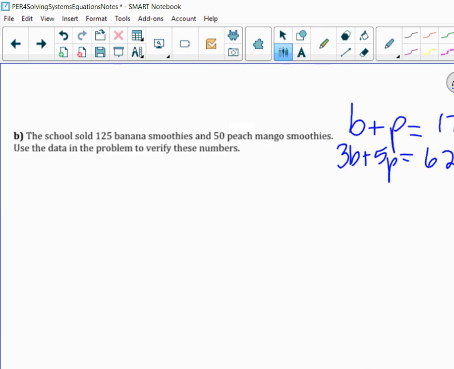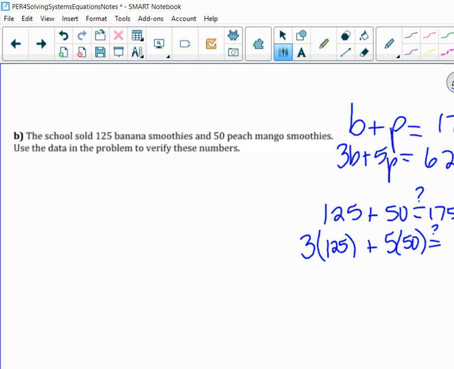So 125 plus 50, does that equal 175? Notice I put a question mark on here because I'm supposed to be verifying it. And then the check mark. And then, of course, students ask me, do I have to put check marks and all this stuff? Well, no, but this shows that you're actually verifying it, okay? And then 3 times 125 plus 5 times 50, does that equal 625? And I don't think I can do that in my head by just looking, so I'm going to write this out. 375 plus 250, does that add up to 625? Yes, it does. There we go. All right.